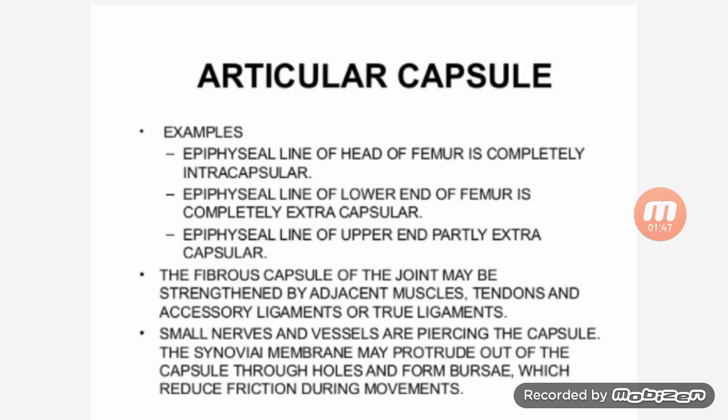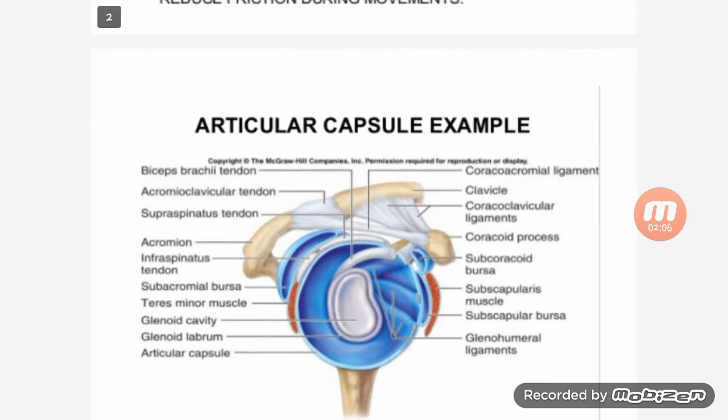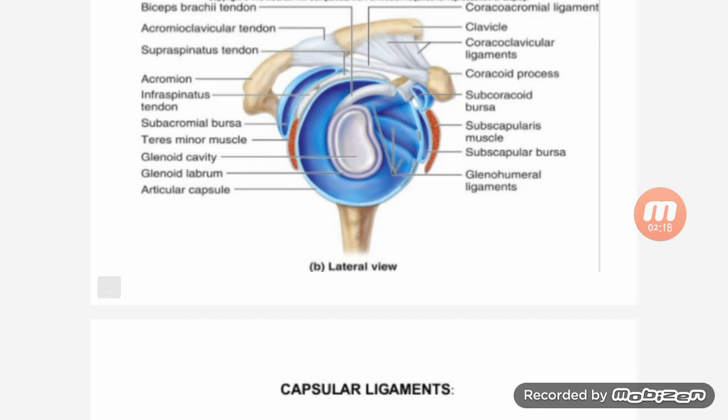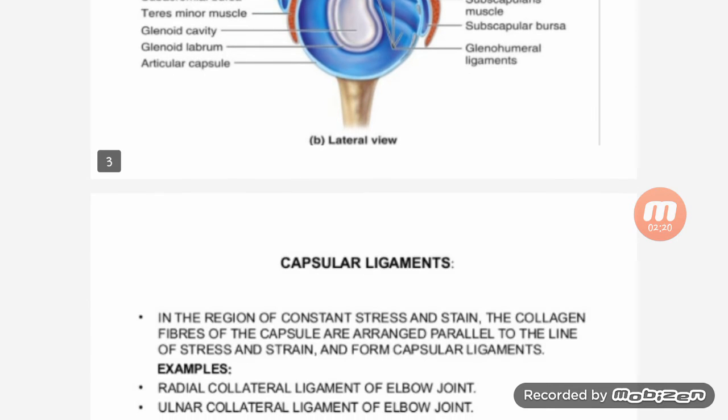Small nerves and vessels are piercing the capsule. The synovial membrane may protrude out of the capsule through a hole and form bursae, which reduce the friction during the movement. For an articular capsule example, you can see this is the articular capsule. This is the lateral view, so you can see its subparts also.